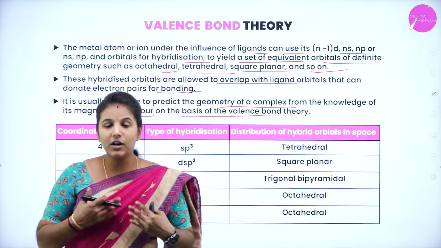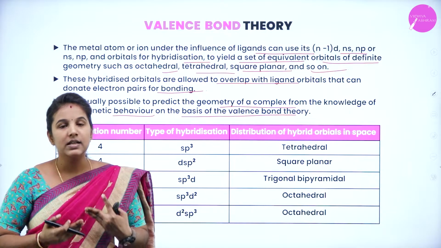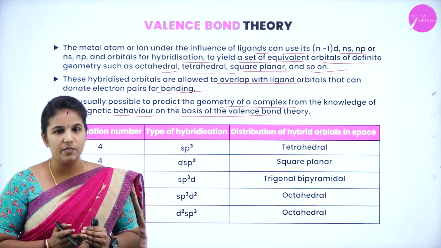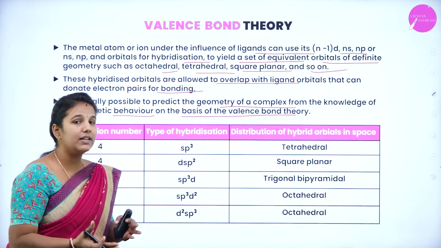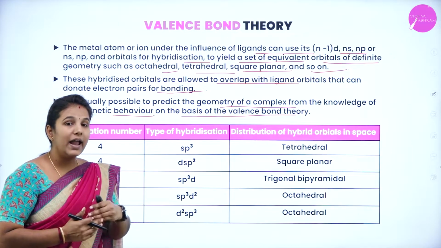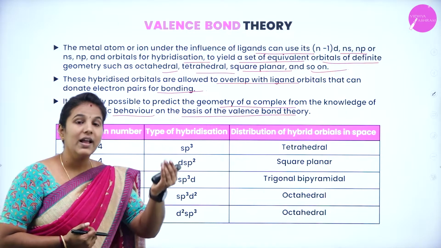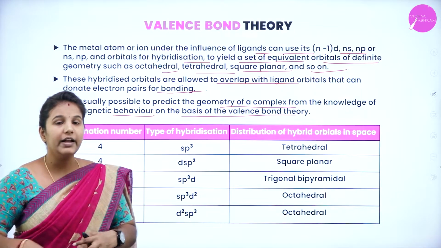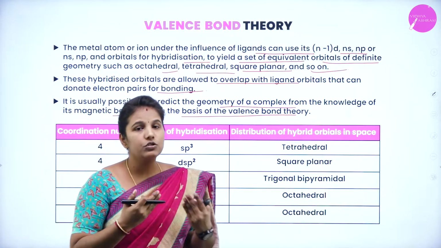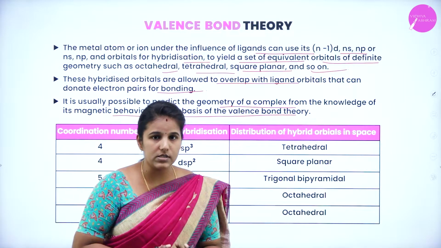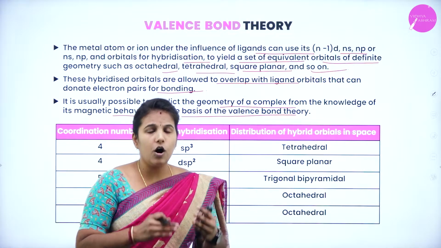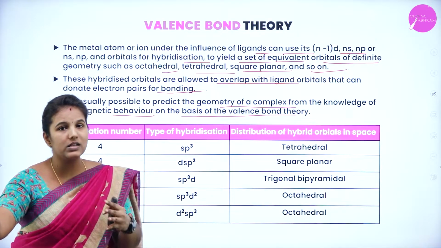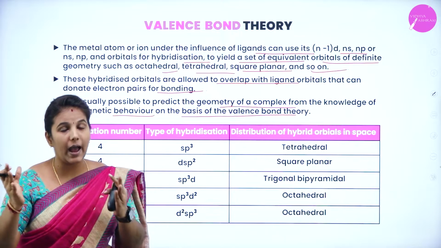So what does the valence bond theory tell us? The valence bond theory tells us that if the central metal atom is influenced by the ligand, it uses (n-1)d, ns, np or ns, np and nd orbitals and undergoes hybridization to give hybrid orbitals. Okay. So the central metal atom's hybrid orbitals overlap with the ligating orbitals of the ligands and give rise to the hybrid orbitals.